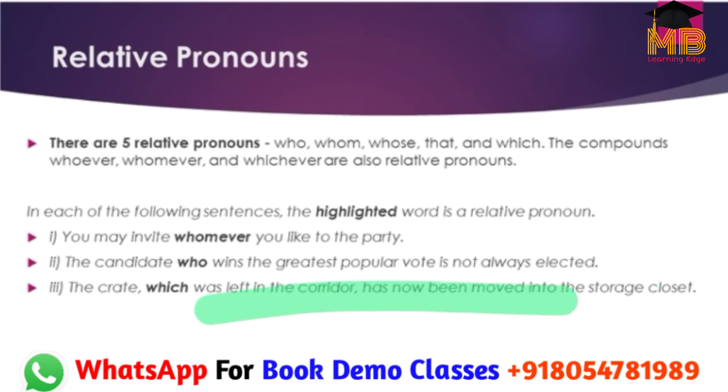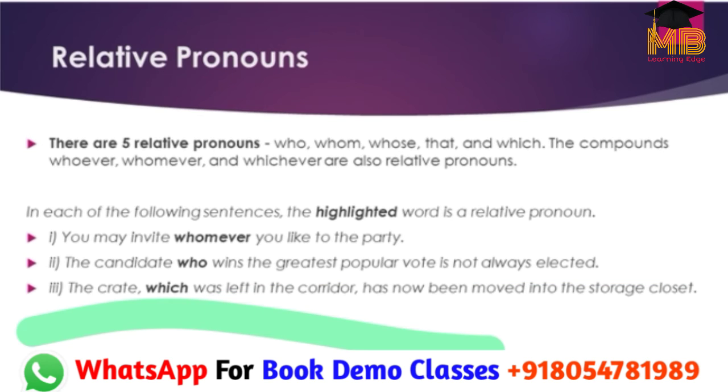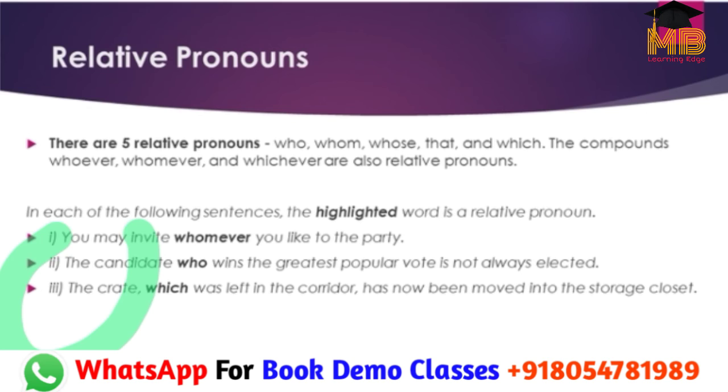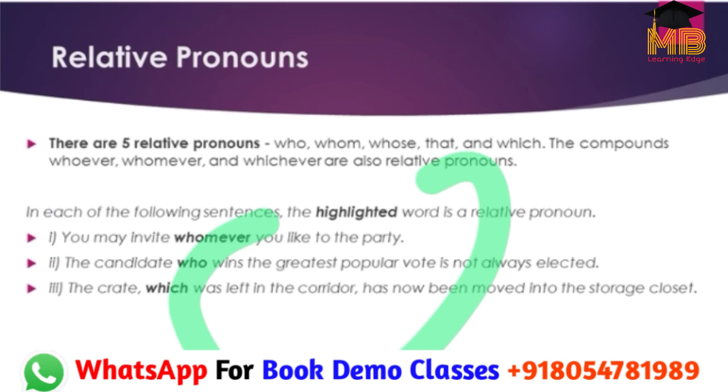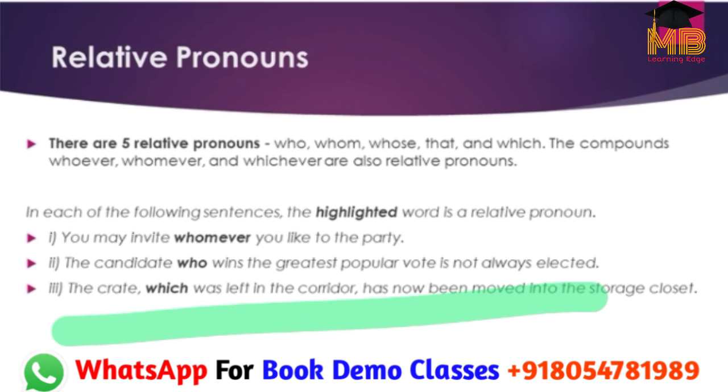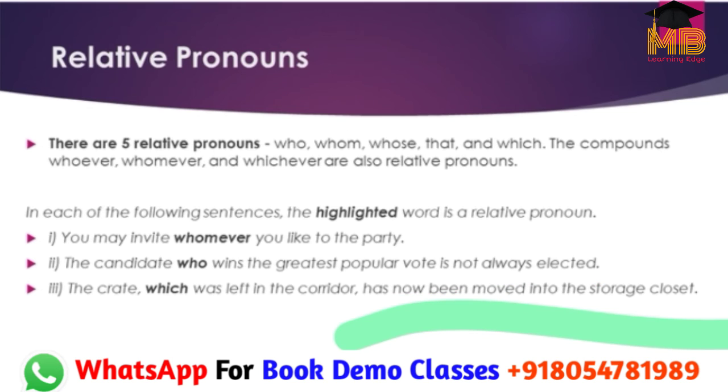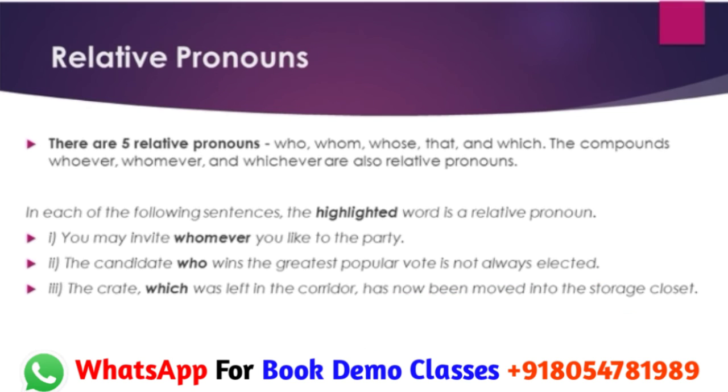The candidate who wins the greatest popular vote is not always elected. So maybe even if he's winning the popular vote, he's not being elected. Or the crate which was left at the corridor. So you know there was a crate and there was a crate that was left at the corridor. So the word that will join it will be which. So the crate which was left at the corridor has now been moved into a storage closet.